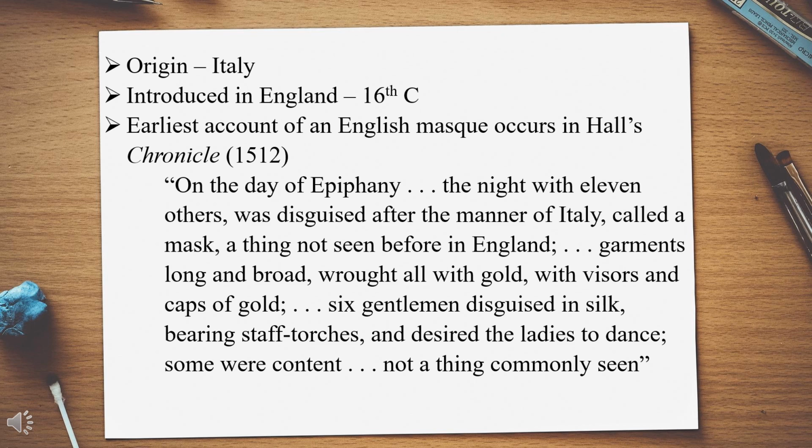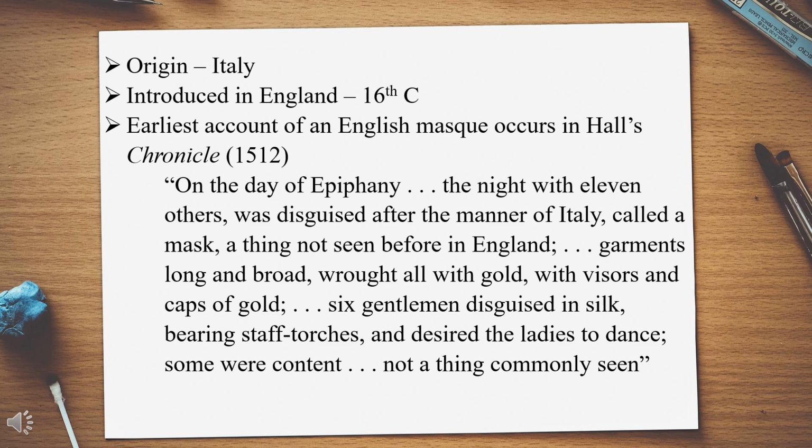The literary form masque originates in Italy. It was introduced into England in the 16th century. The earliest account of a masque occurs in Hall's Chronicle, that is a magazine. In that magazine, the writer discusses a masque which happened in England in 1512.